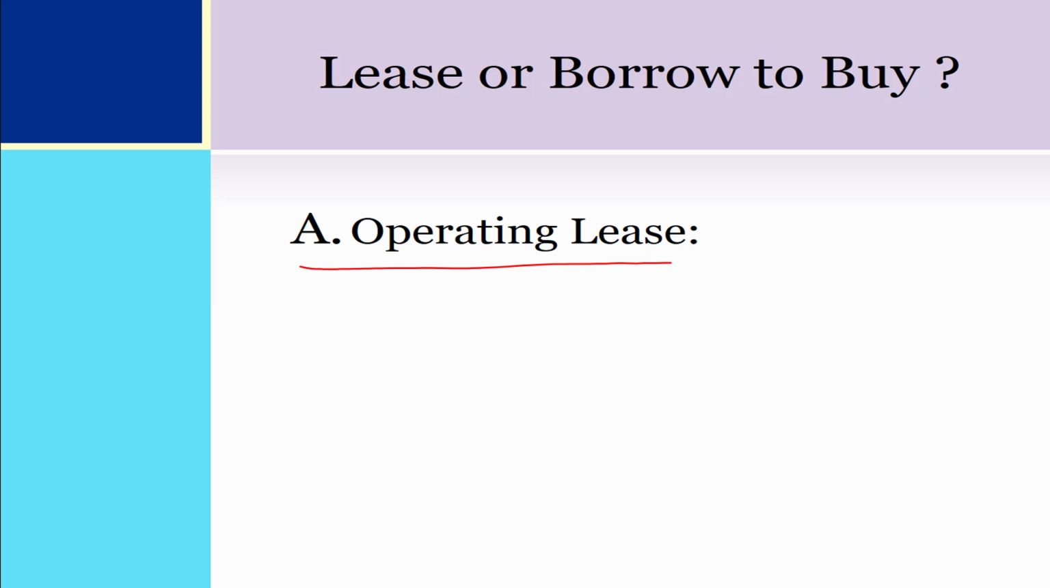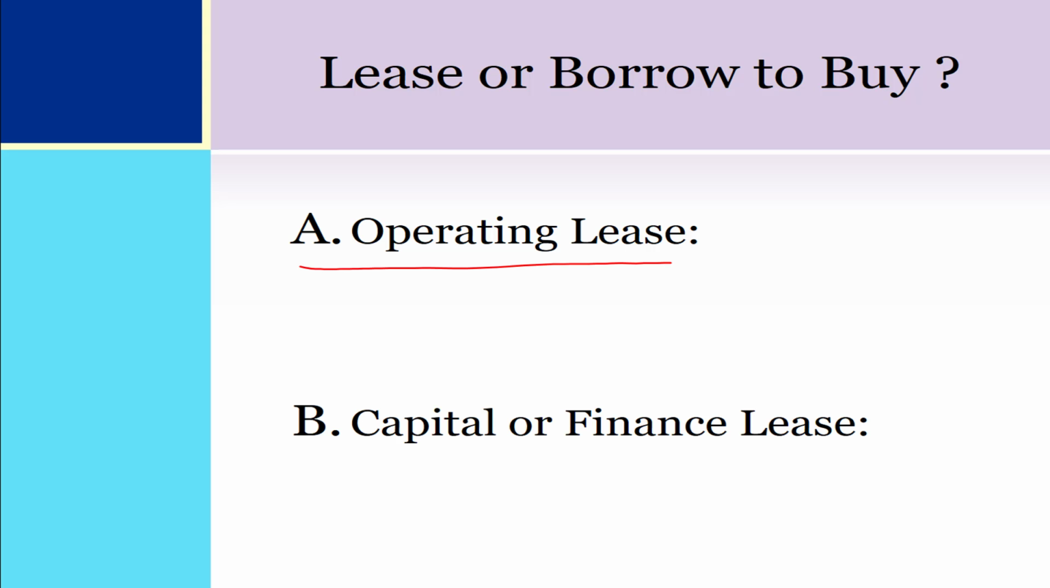Under the operating lease agreement, the lessee reports the entire lease payment as an operating expense, and the lessee does not deduct depreciation expense in his income statement. The second kind of lease is the capital or finance lease.